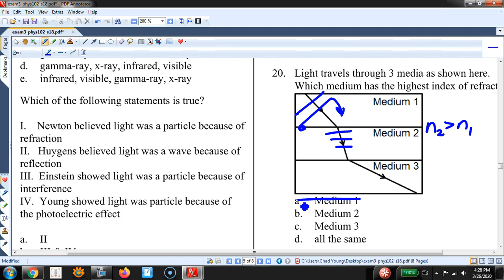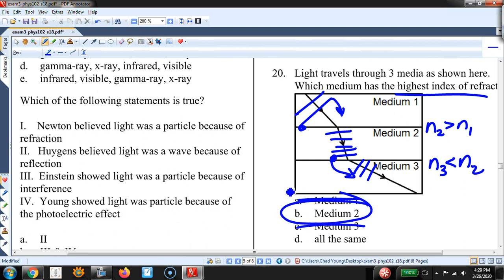And now, when I'm coming here, this ray of light is going to speed up and go in that direction, and that's why it bends away from the normal. So light travels faster in medium 3 than it does in medium 2. That means that N3 is less than N2. I'm looking for the one with the highest index of refraction. So if N3 is less than N2, that's not an option either, so it has to be B.